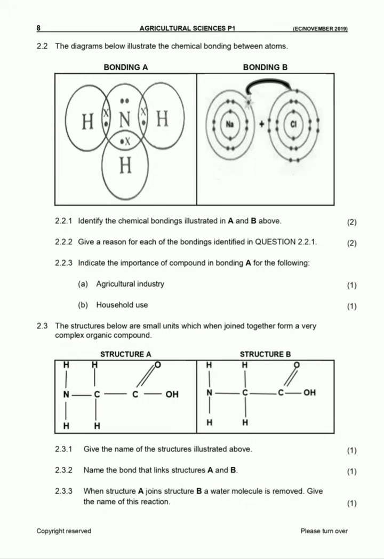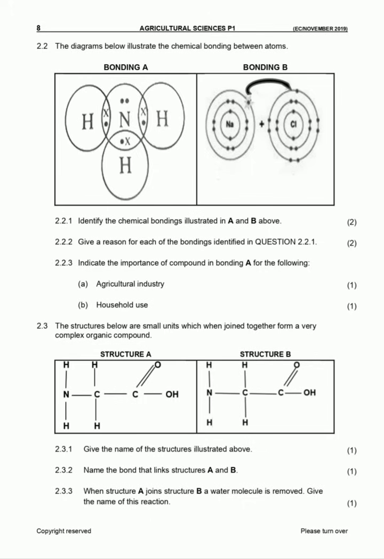Now, look at A. Tell me what type of bonding that is. I'm going to give you a hint. We've got covalent bonding and ionic bonding. So which one is covalent bonding? Which one is ionic bonding, right? Then we've got the next one. Give a reason for each. So obviously you're gonna provide a reason why you think it's either a covalent bond or an ionic bond, right?